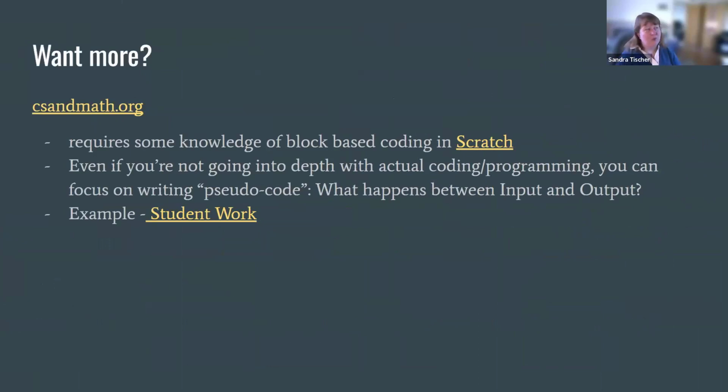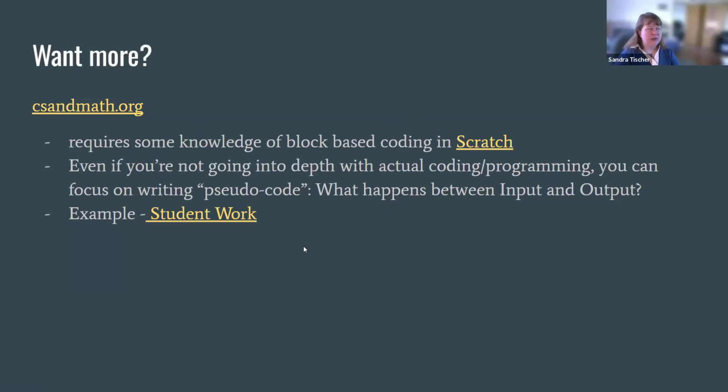But again, if you want more than that, you could, for example, look into csnmath.org, which is an absolutely great website, part of it done by Ashley, who's also one of the code savvy educators. It requires some knowledge of block-based coding in Scratch. And again, there's some PD that MNCodes offers on Scratch. And that's Scratch MIT.